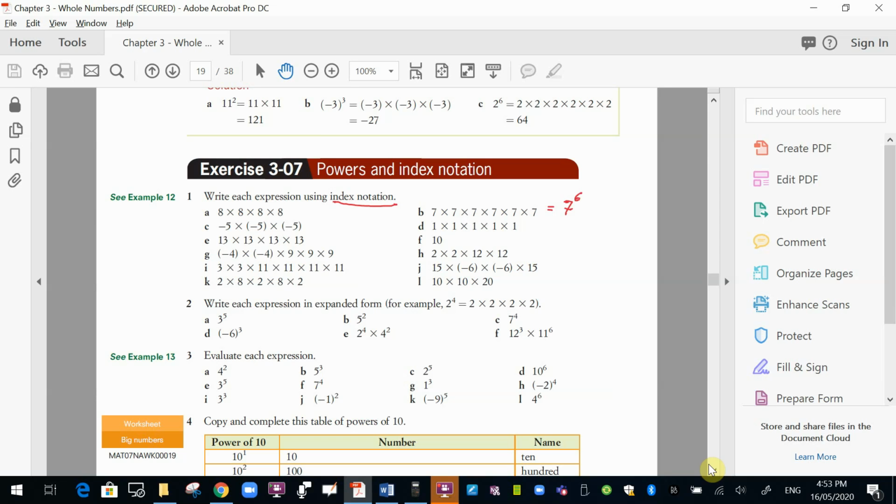This one, base. Well, how many tens are there in here? There's only one of them. So that's the number we put as the power. 10 to the power of 1.